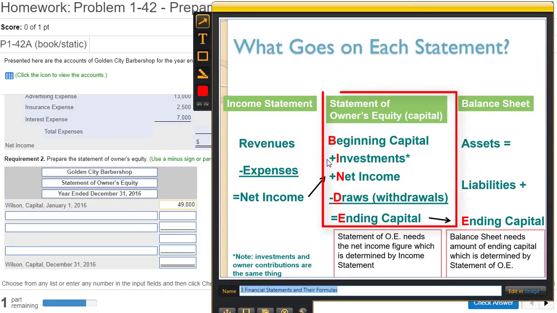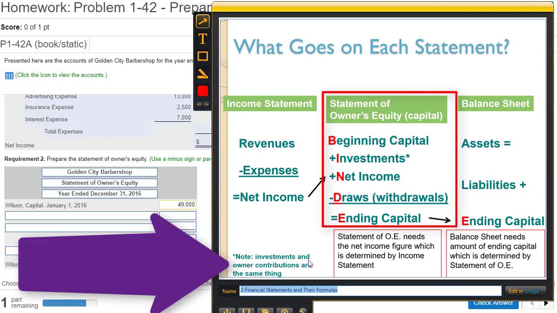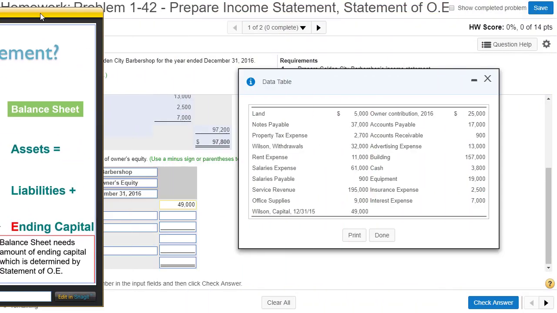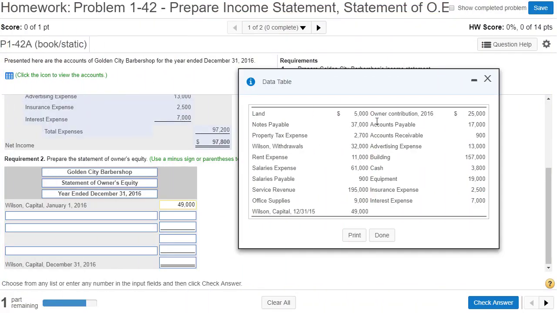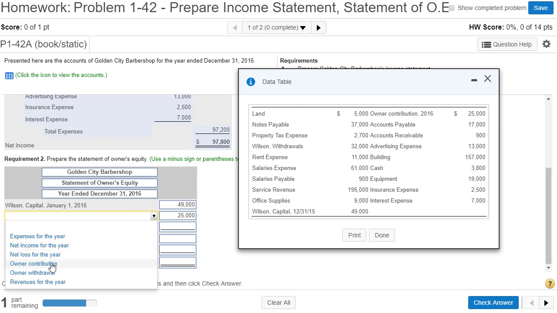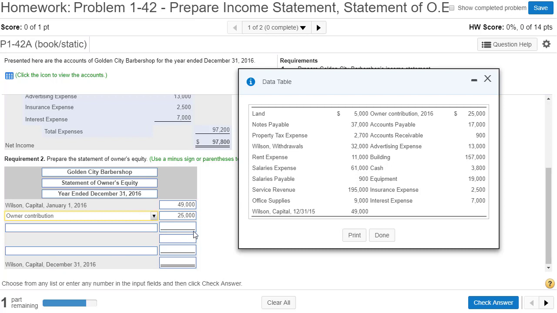Then it says we're going to add our investments, also known as owner contributions. So we're going to look for either investments or owner contributions. They mean the same thing. And I see an owner contribution for 2016 of $25,000. Owner contribution. So that means the owner simply put $25,000 of extra cash into the business so that the business can use that to operate.